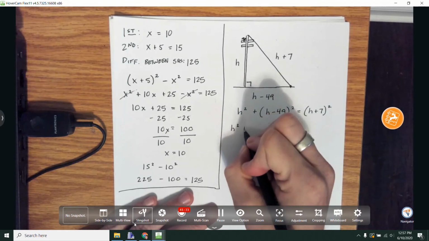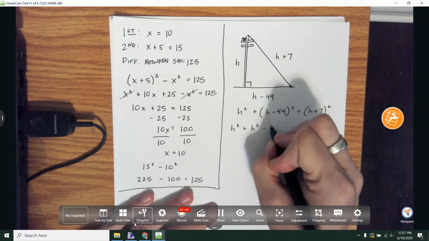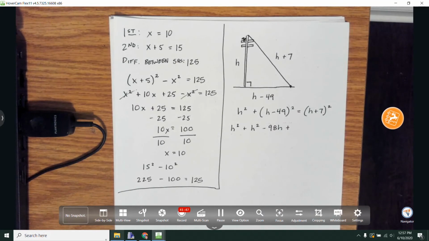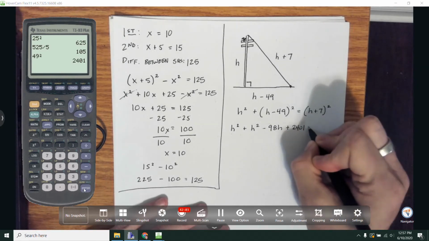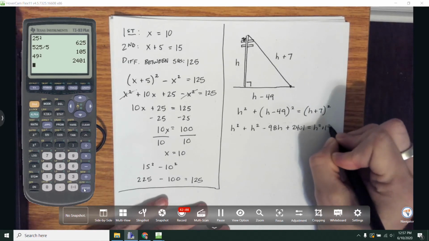We get H squared plus H squared. This is negative 98H. I can't do that in my head. I'm going to have to look at the calculator and do 49 times 49. So we'll just do 49 squared. That gives us 2001. We'll expand this one out. We got H squared plus 14H plus 49.